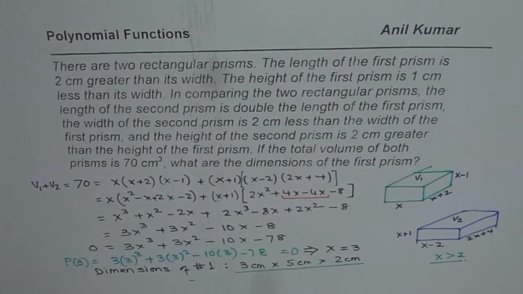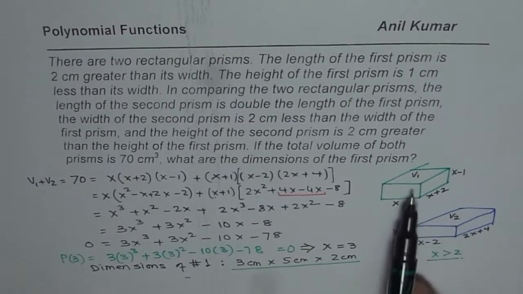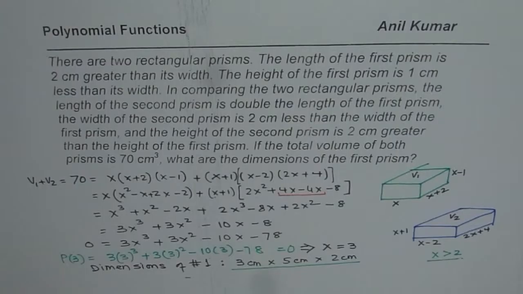So that becomes the dimensions for our first box. Well, you can actually find the dimensions of the second box also, and then add their volumes and verify that the combined volume of these two boxes is indeed 70 centimeter cube. I hope that helps.